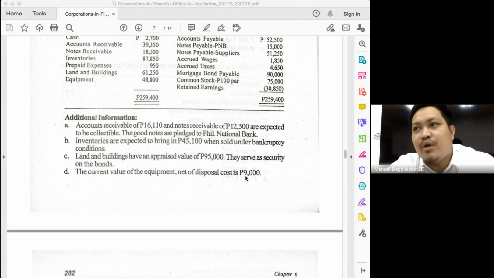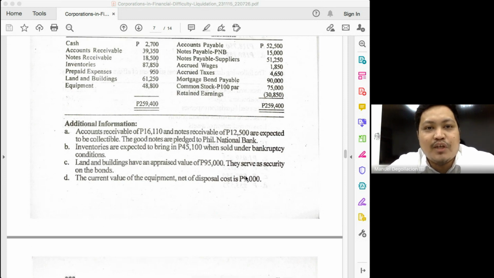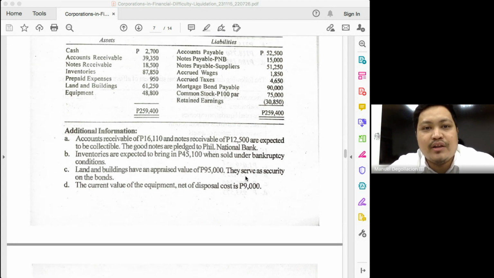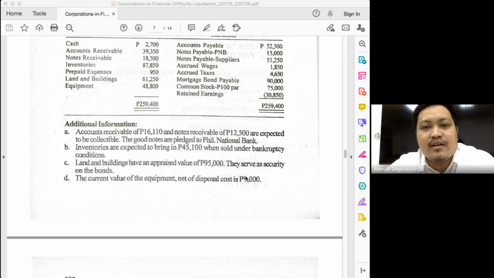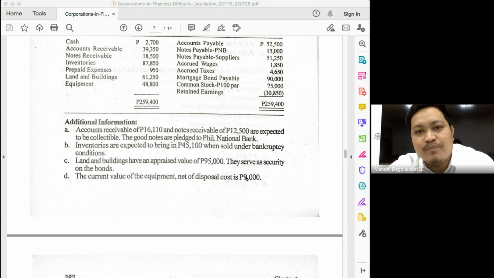What's the second thing I want you to remember for your numerator? Deduct the unsecured with priority. Which ones here are unsecured with priority? We have two class, accrued wages and accrued taxes amounting to 1,850 and 4,650 for a total of 6,500. So how much then would be your net free assets class?